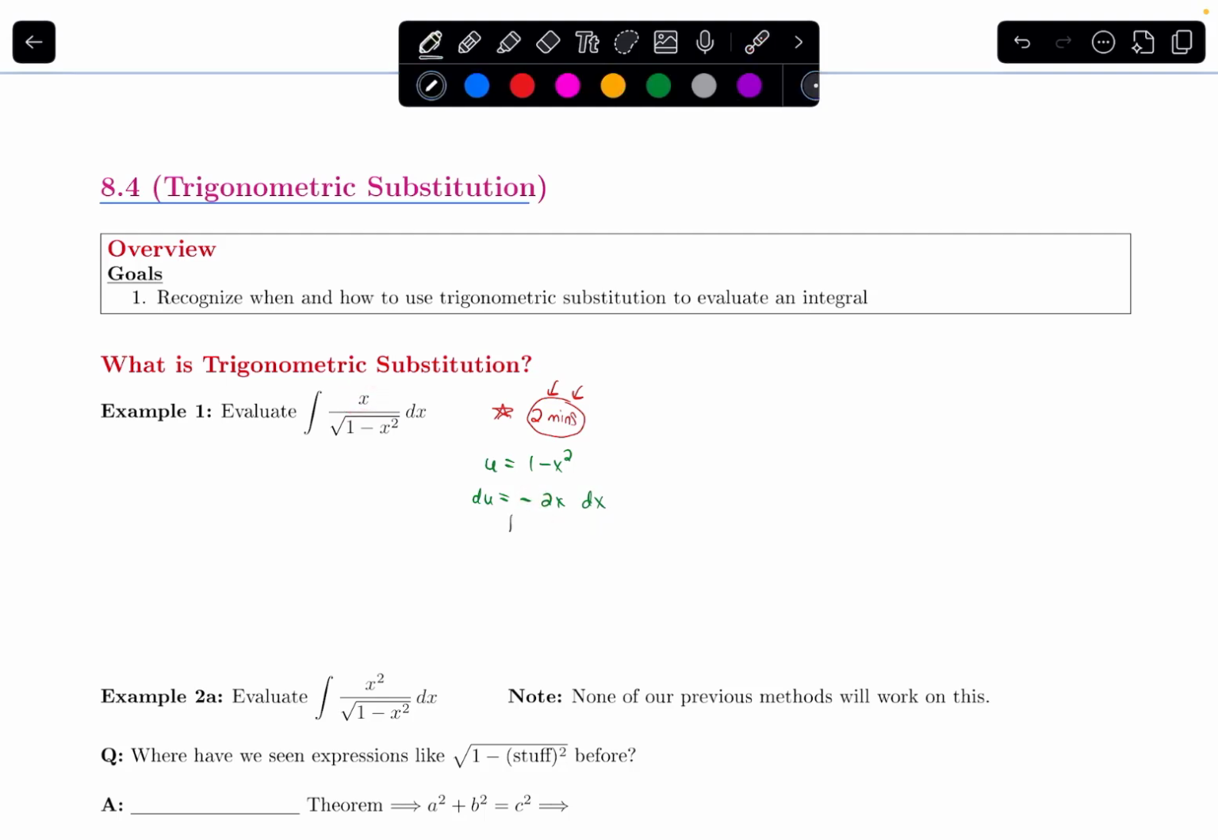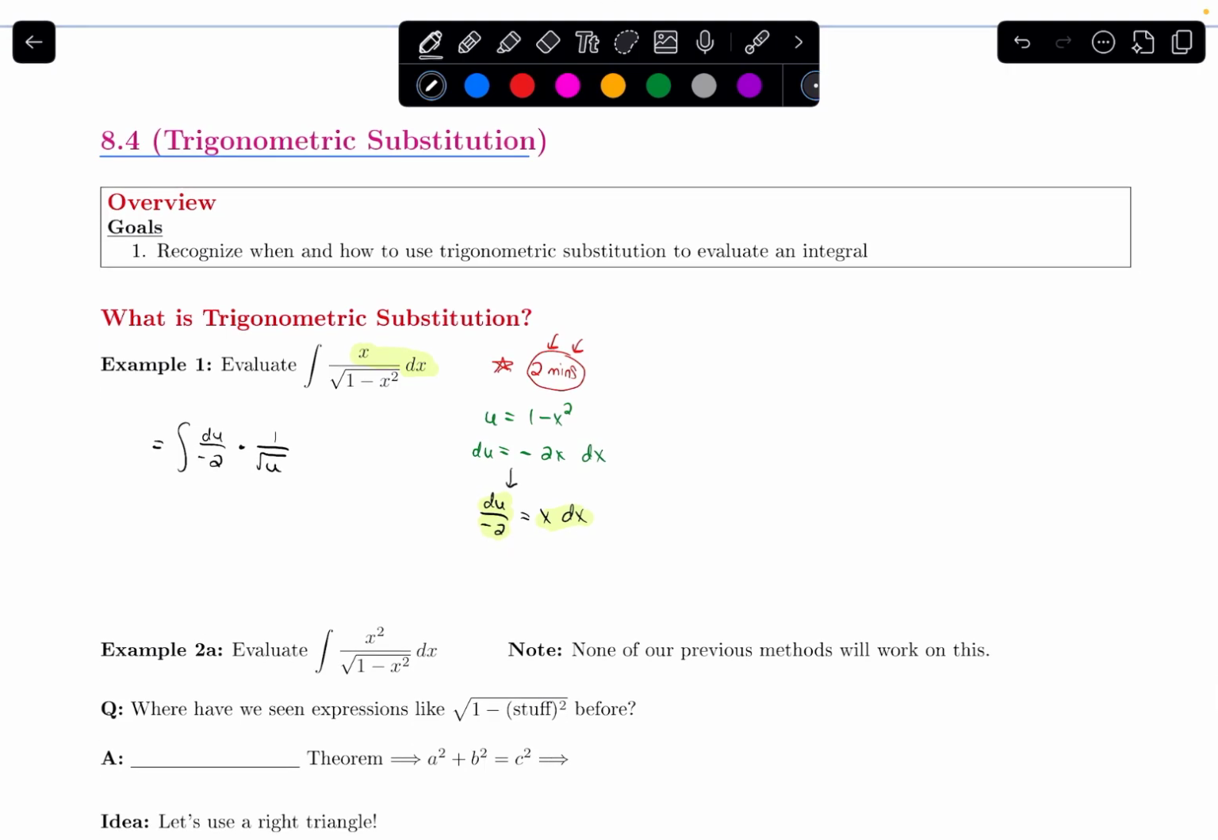So if we rearrange this, we get du over negative 2 equals x dx. And now we can sub in, because x dx is now just du over negative 2. So replacing that, we get a du over negative 2. That's going to get multiplied by a 1 over square root of u. And now this is much easier to do the antiderivative of. I can pull the negative 1/2 in front. The square root of u on the bottom becomes a u to the negative 1/2 du.